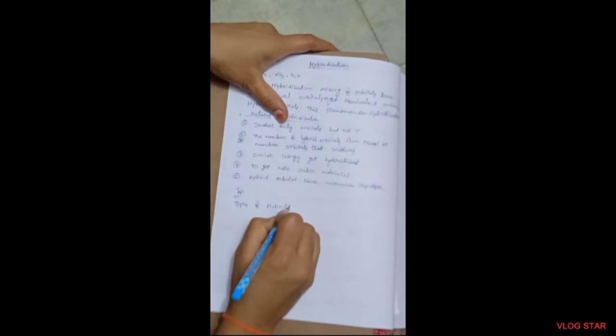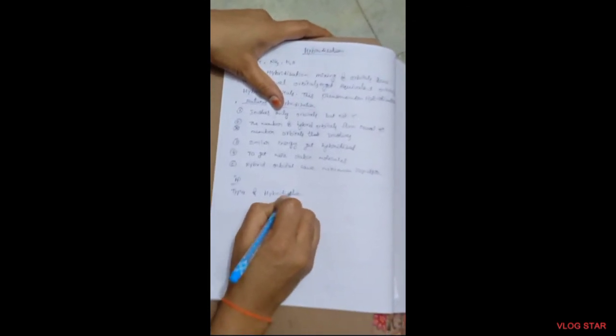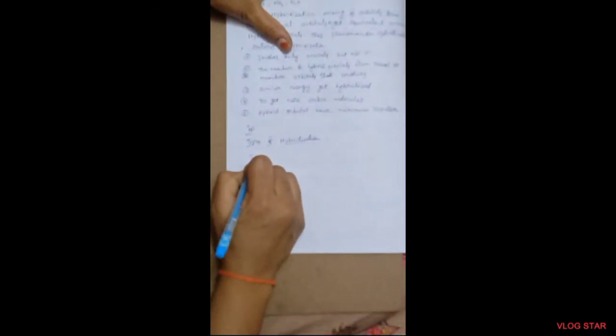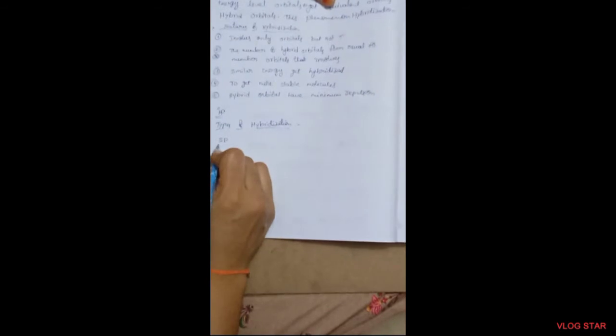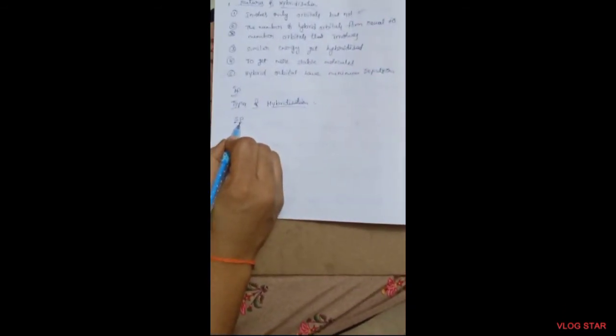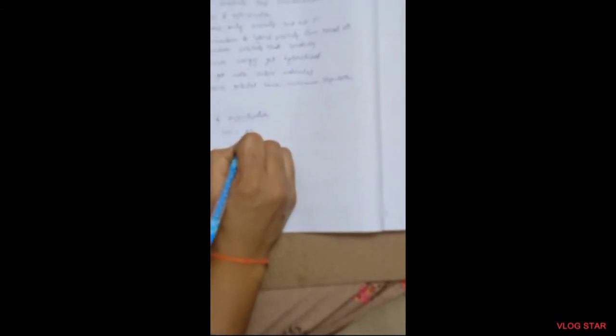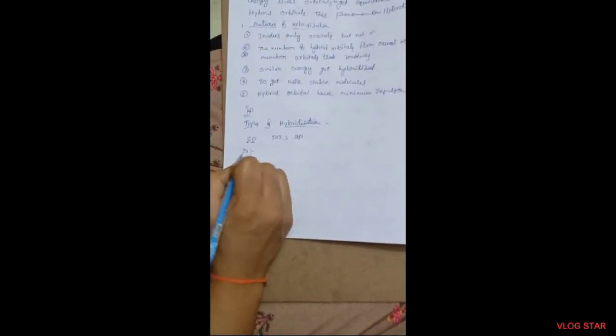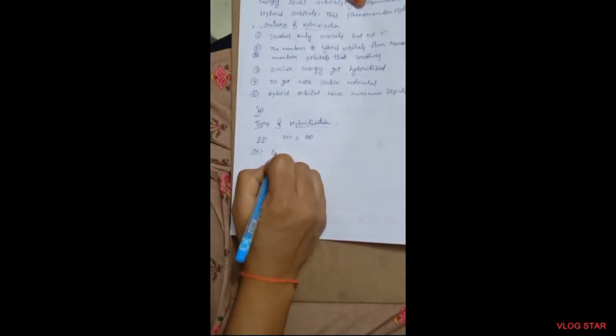Types of hybridization. SP hybridization. In this SP hybridization, how many orbitals are involved in the hybridization? SP: 50% S and 50% P are involved in the hybridization. I will explain through one example. See here.